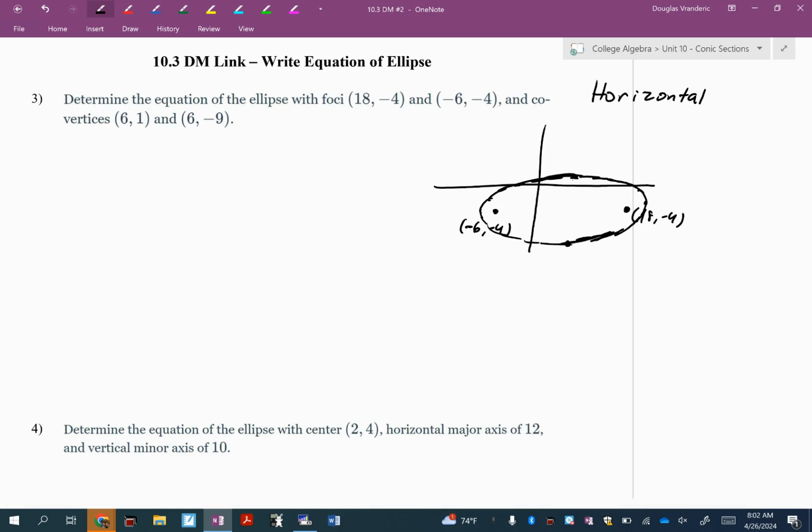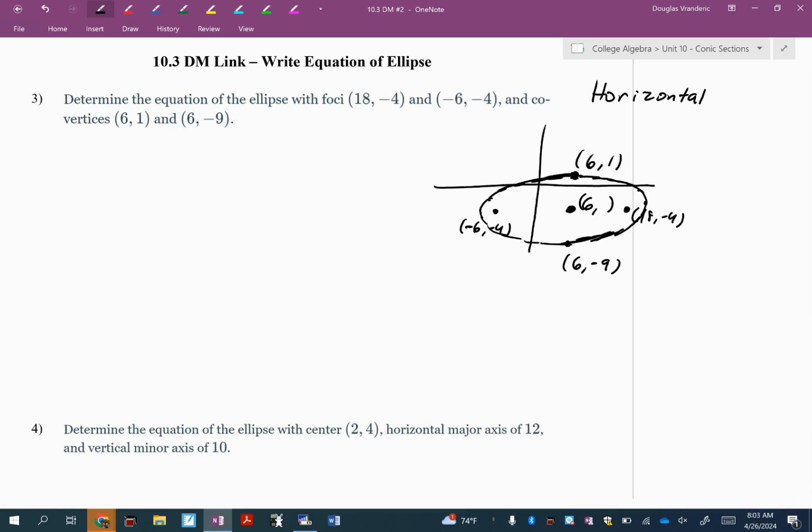So that's why. Okay? So right here is the center. I'm hoping you can figure out the center, at least one part of it, right? This one up here was 6, 1. This one down here was 6, -9. So what do I know for sure is going to be the x value of my center? Is going to be 6. Nice, Manny. Right? Because it has to be in line with the co-vertices.